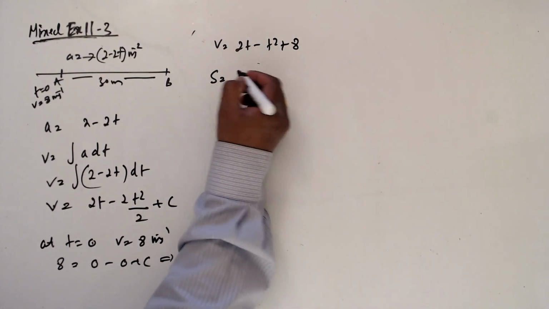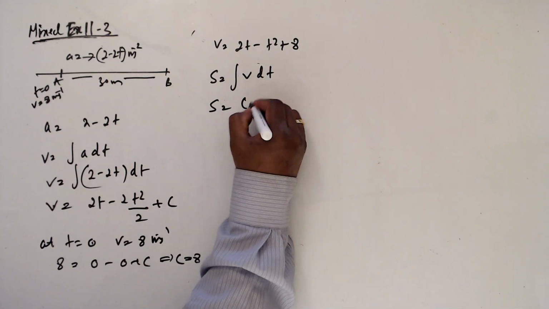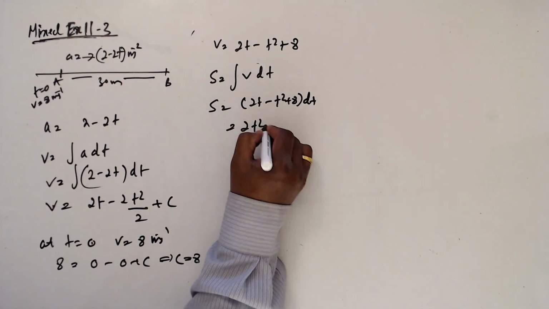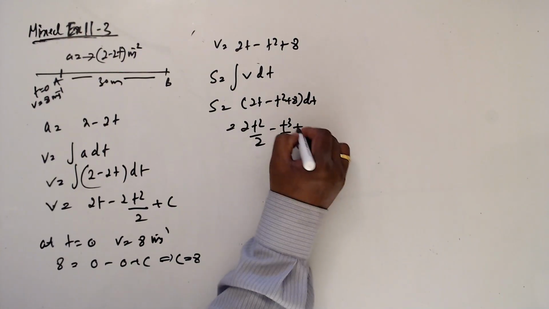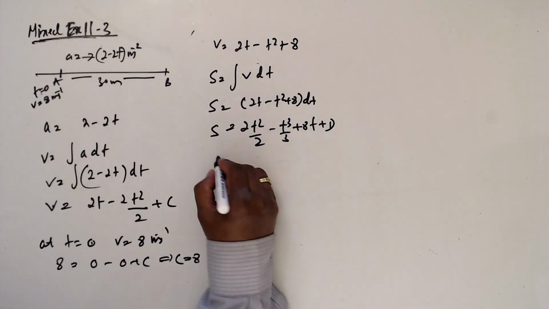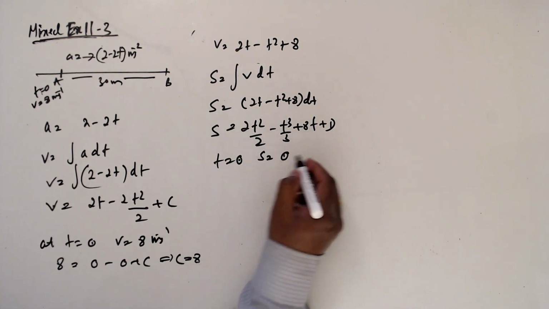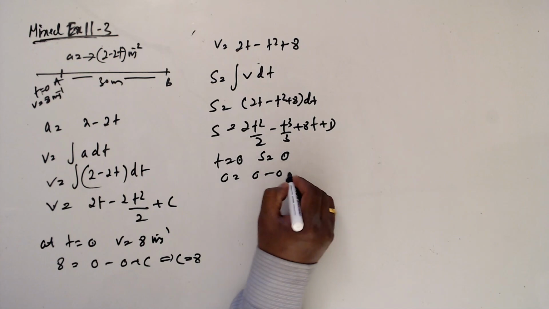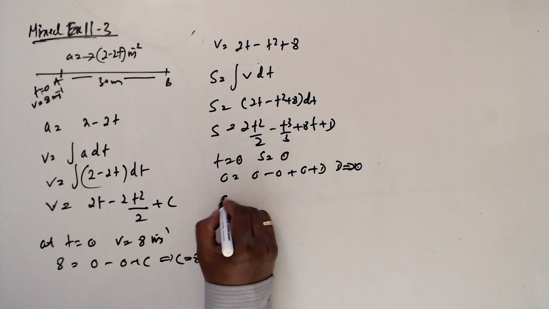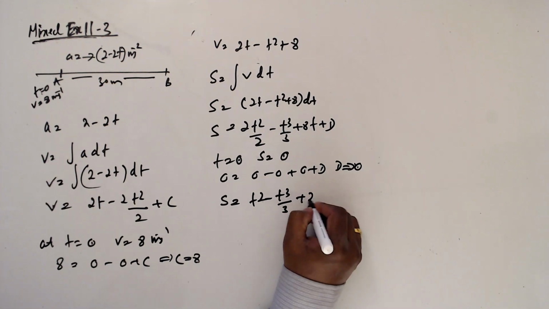Now for displacement we want to integrate v dt. So s equals the integral of 2t minus t square plus 8 dt. So this is 2t square over 2 minus t cube over 3 plus 8t plus d. And we know that at t equals 0, s equals 0. So 0 equals 0 minus 0 plus 0 plus d. So d is 0. So s equals t square minus t cube divided by 3 plus 8t.